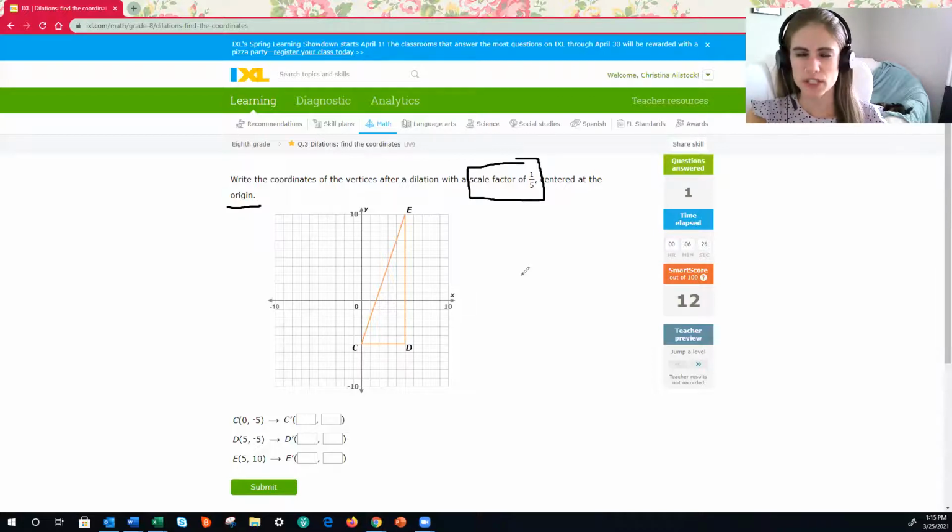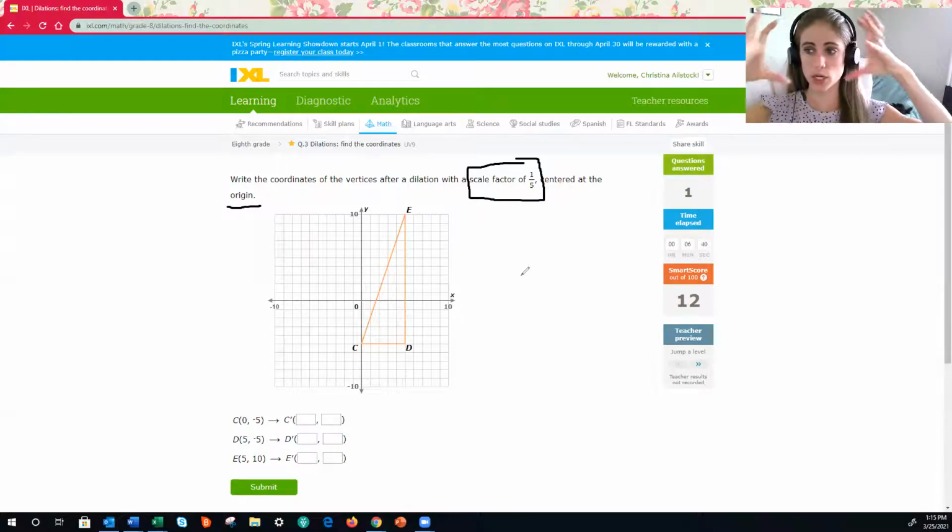Now, if we think about this for a minute, in the last example, our scale factor was a whole number, and it increased in size. Now our scale factor is a fraction. Do you think that means it's going to be dilating and getting bigger, or dilating and getting smaller?